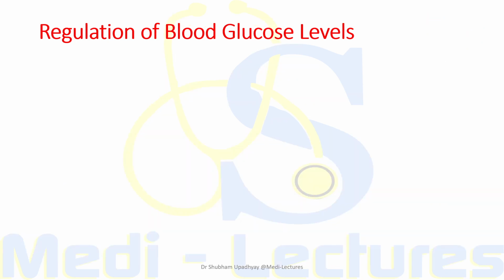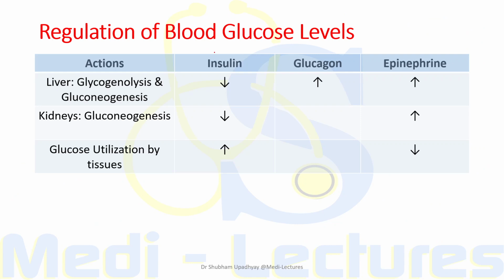So let's summarize the actions of various hormones. So what is the normal action of insulin? In liver, it inhibits glycogenolysis and gluconeogenesis. In kidneys, it inhibits gluconeogenesis, and it increases glucose utilization by the peripheral tissues. So decreasing insulin levels, which is the first defense, will lead to opposite actions, that is, will increase glucose production from liver, will increase glucose production from kidneys and will decrease the glucose utilization by the peripheral tissues like adipose tissue, muscles, etc.